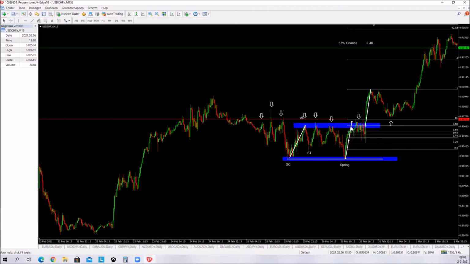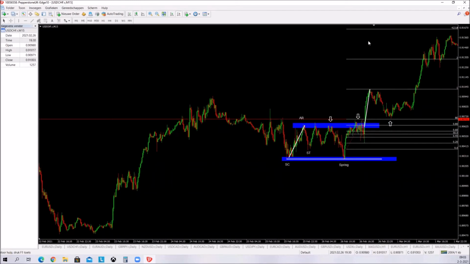So this white line to me is the second change of character, and I want to see it because otherwise, let me clean up the chart first so I can explain it a bit better.